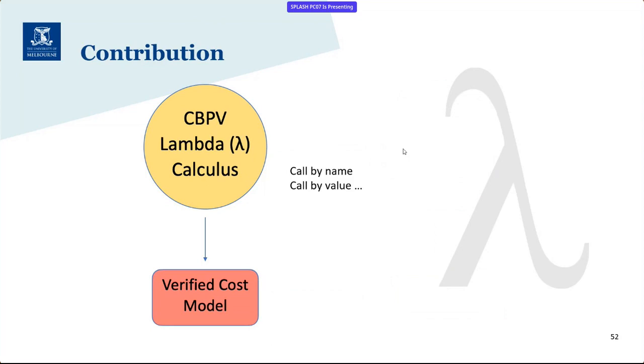I don't know whether you definitely need such an extension or you can encode call by need in the original calculus. I don't know, but it seems that you need some other technical device to model call by need.